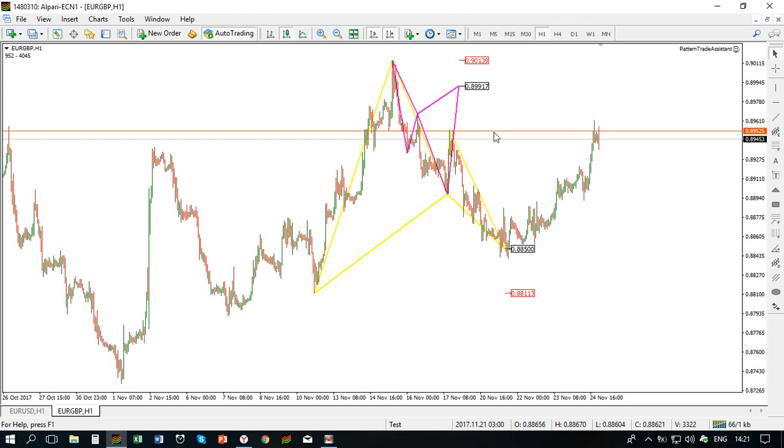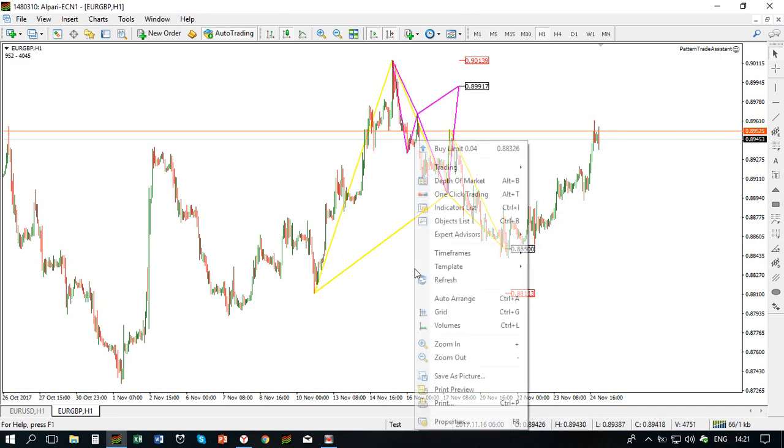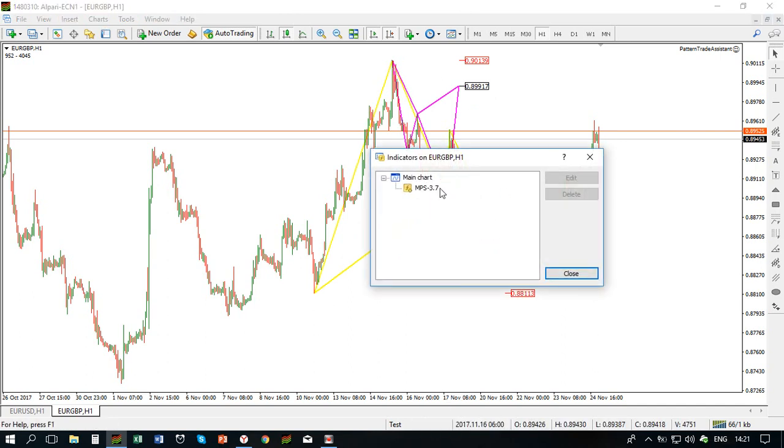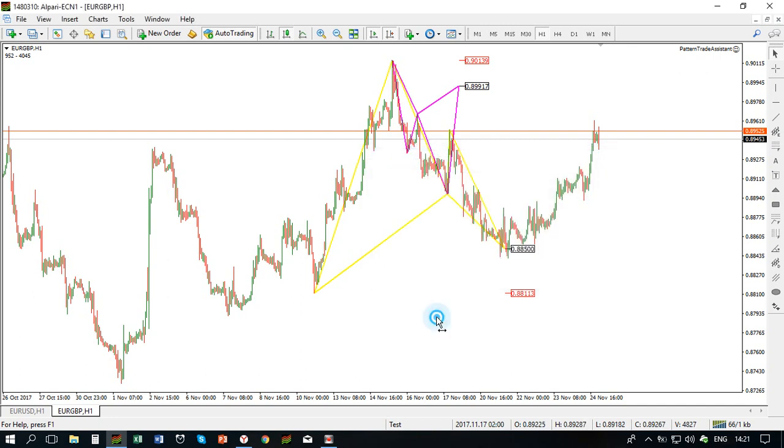So right now in front of your eyes you can see the patterns drawn by Monster Pattern Search. I can delete them and then they will be redrawn automatically. Here is my Monster Pattern Search version 3.7.